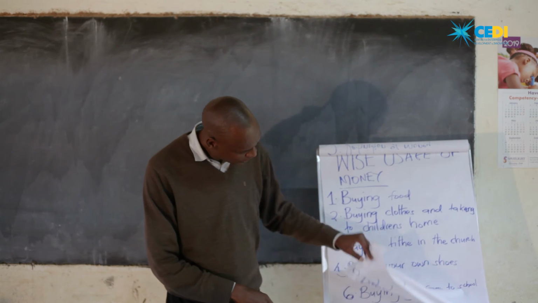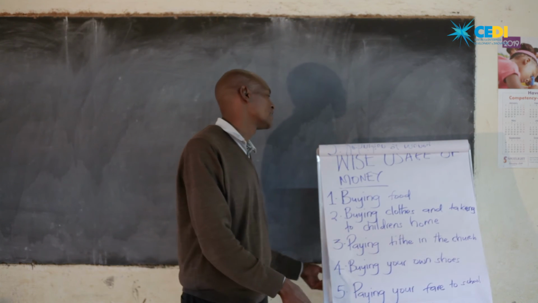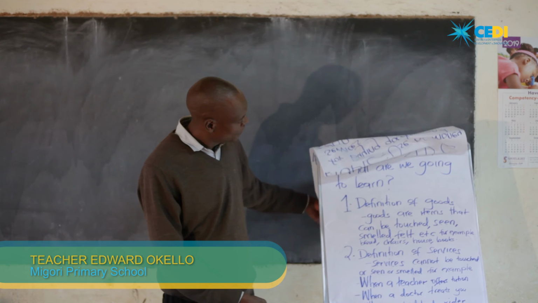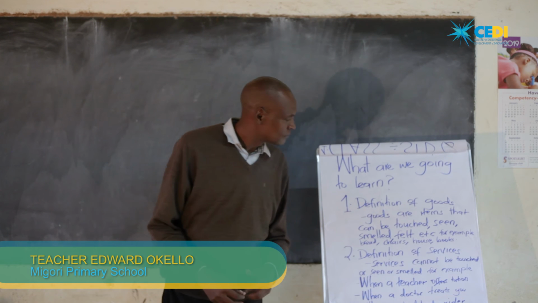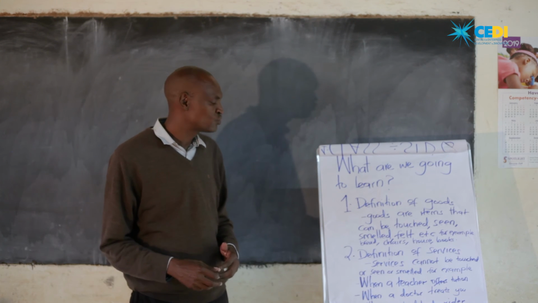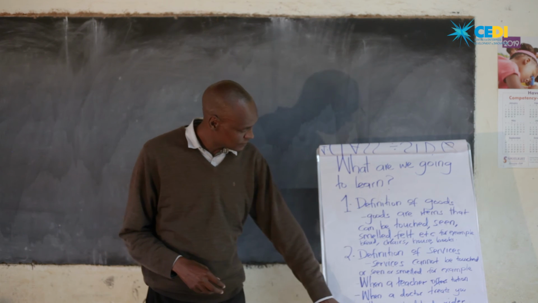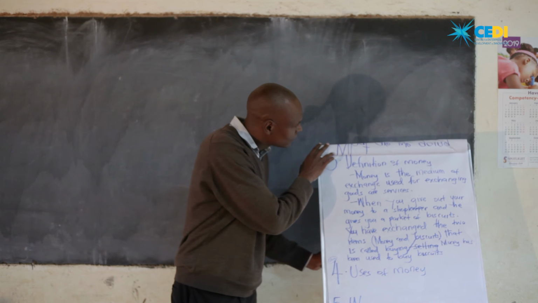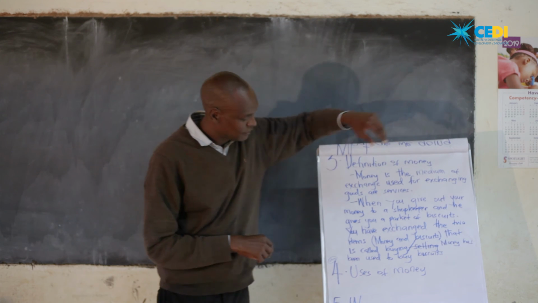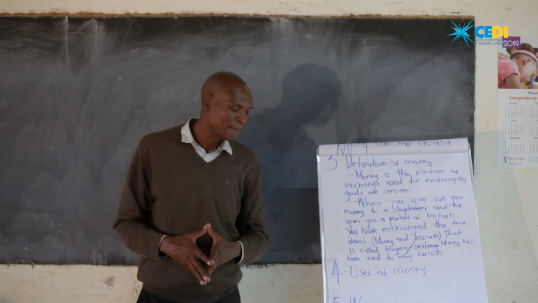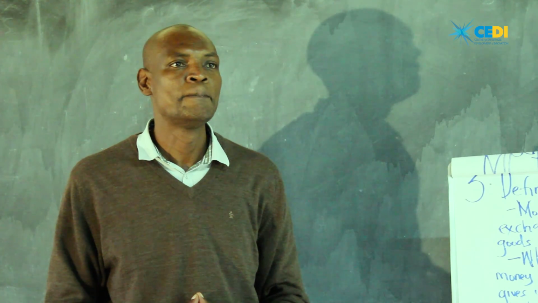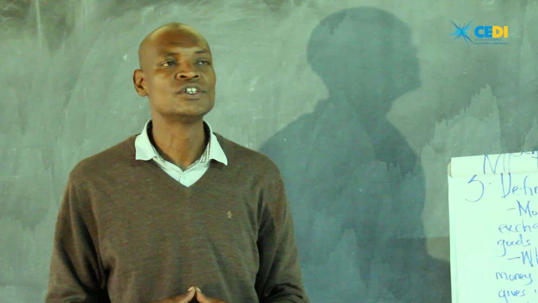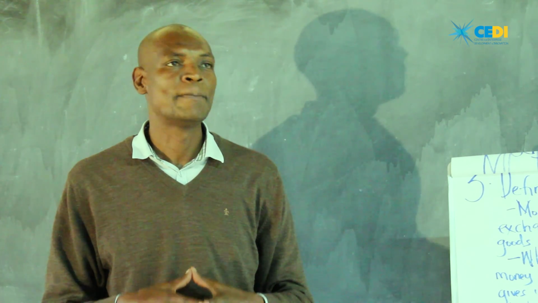So, our lesson is going to end at that point. Today, we have learned what goods are, what services are. We have learned what money is. We have also learned uses of money. And finally, we have learned that money should be used wisely for good purposes.